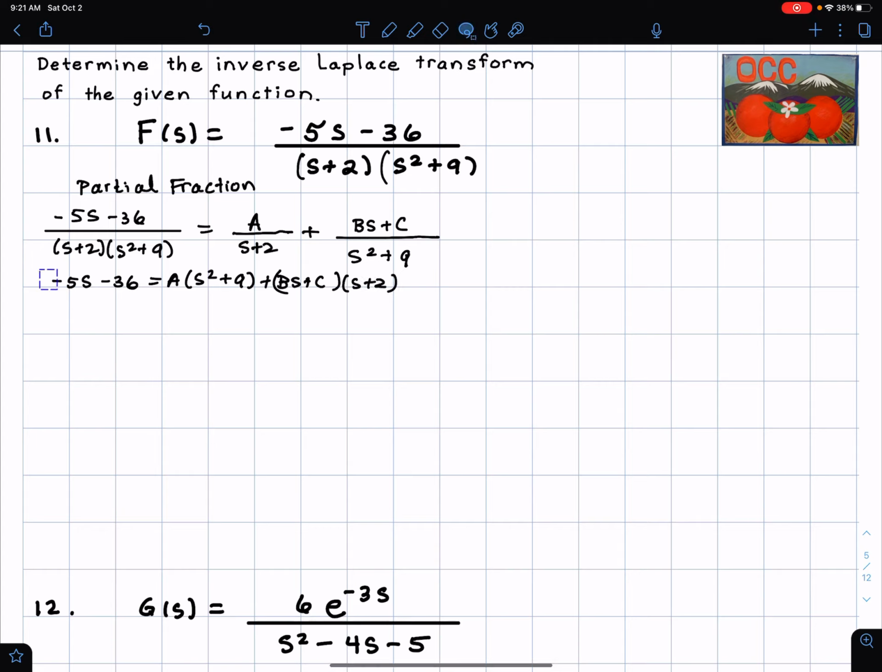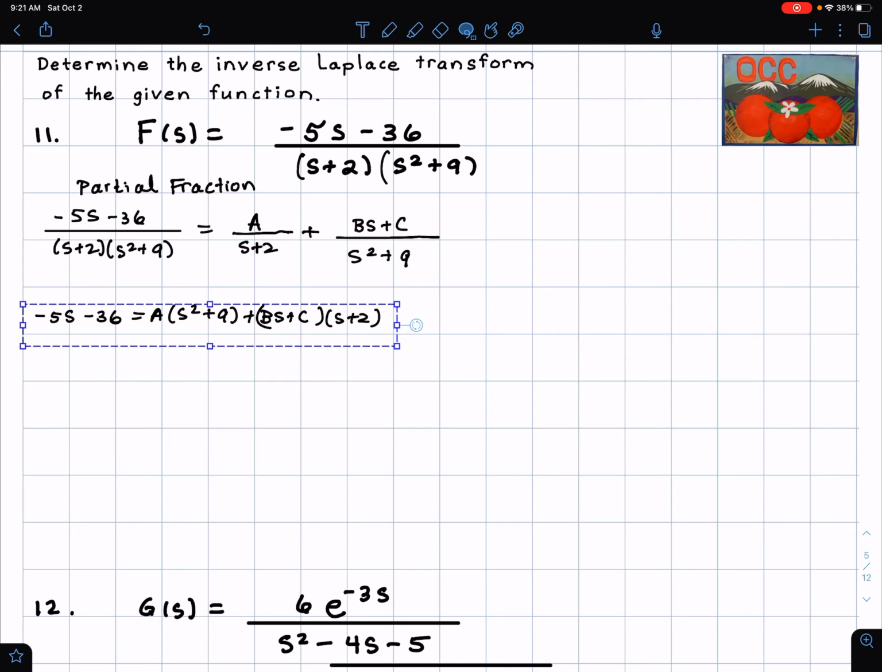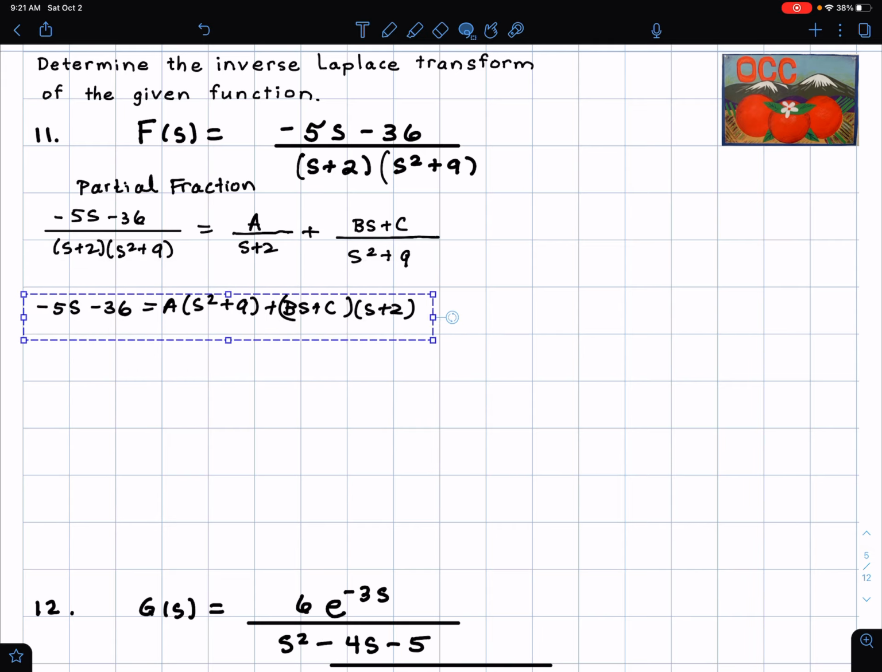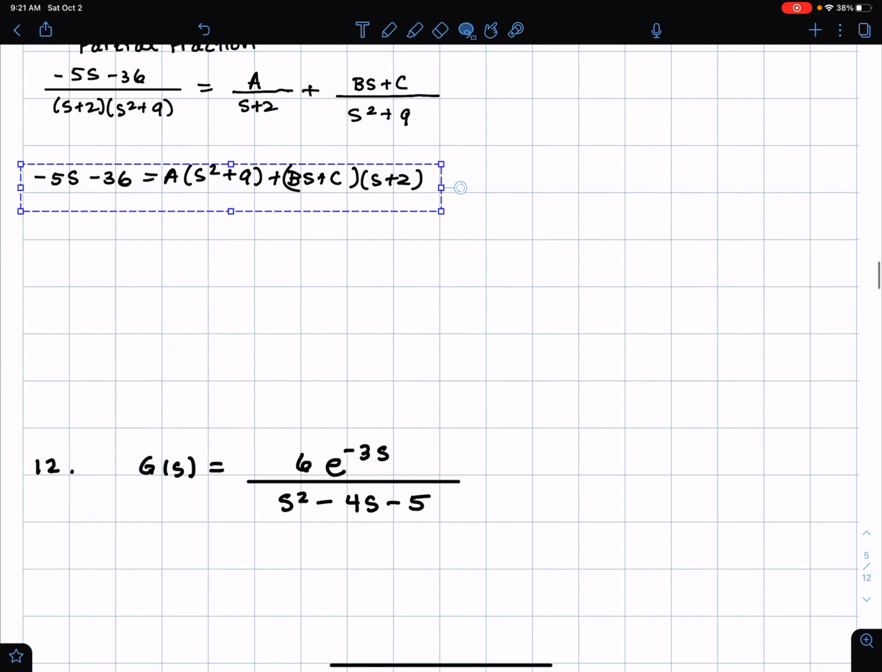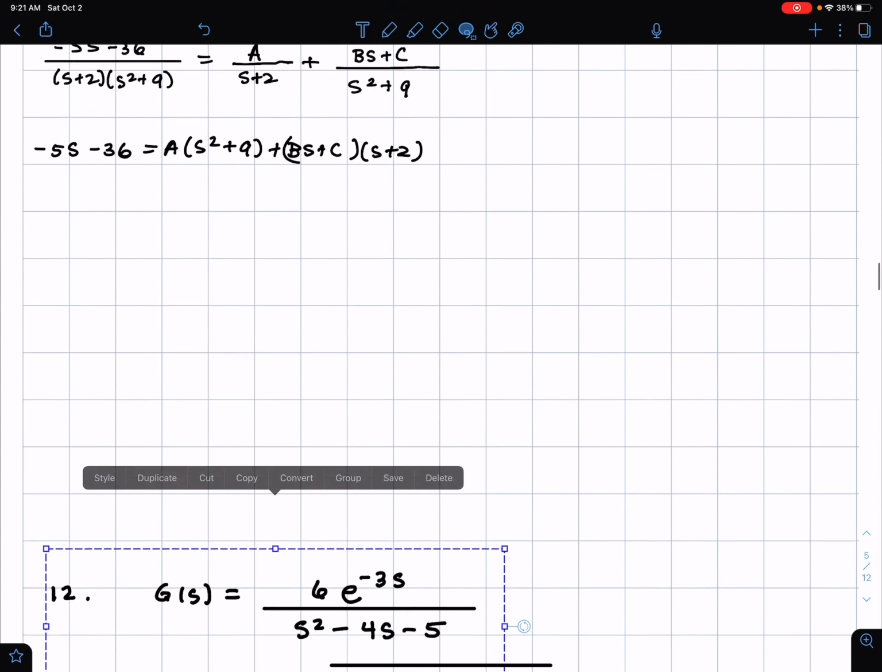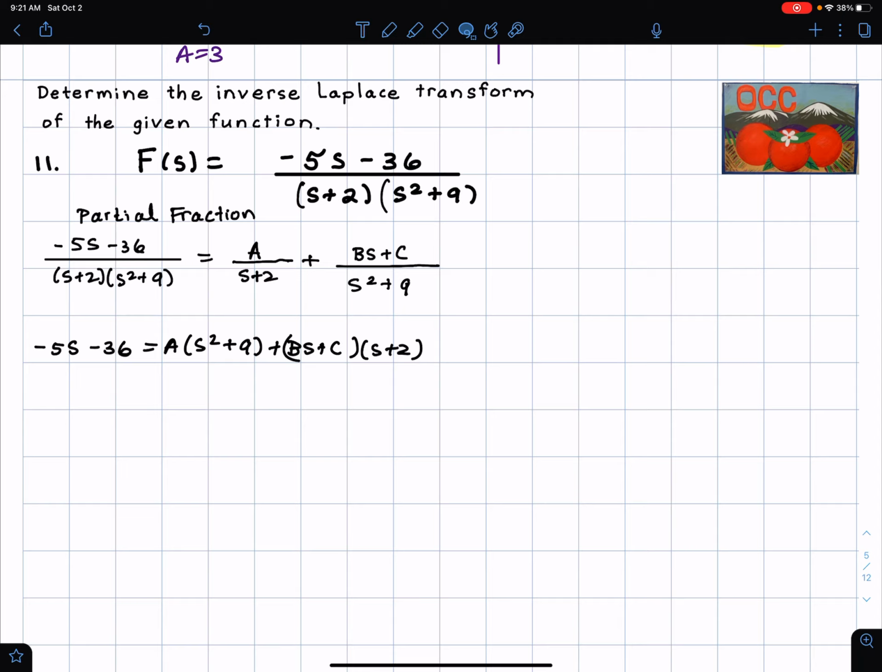So I'm sort of crowding, and that's not a really good thing to do. I guess maybe I'm doing that because I feel like I don't have as much space as I want. I'll just move this down here. Okay. So we have this, and what I'm going to do is pick values of s that will cancel some of the terms. Our unknowns here are A, B, and C. If you do these more often, then you start getting into the swing of things.